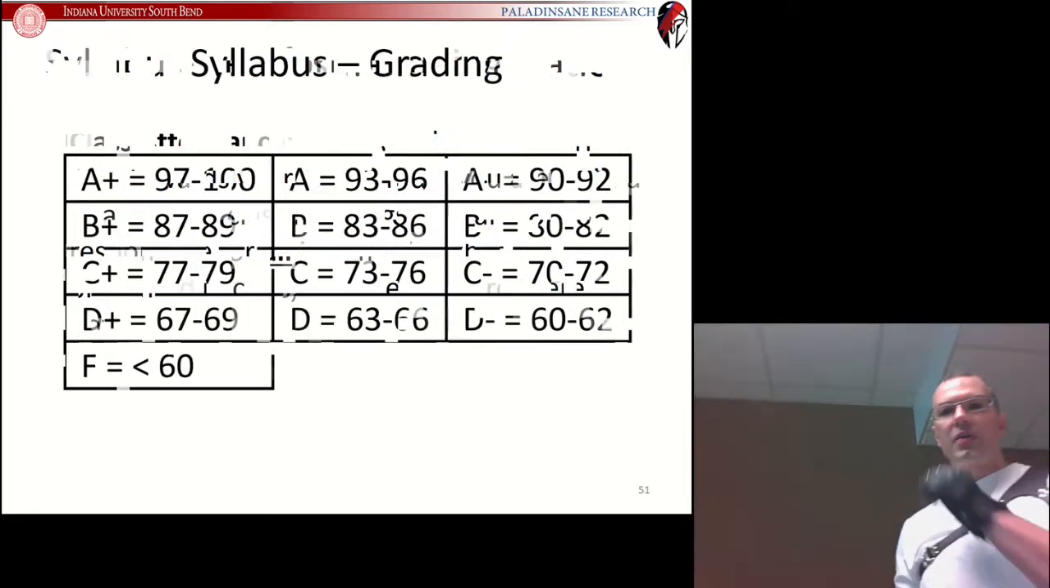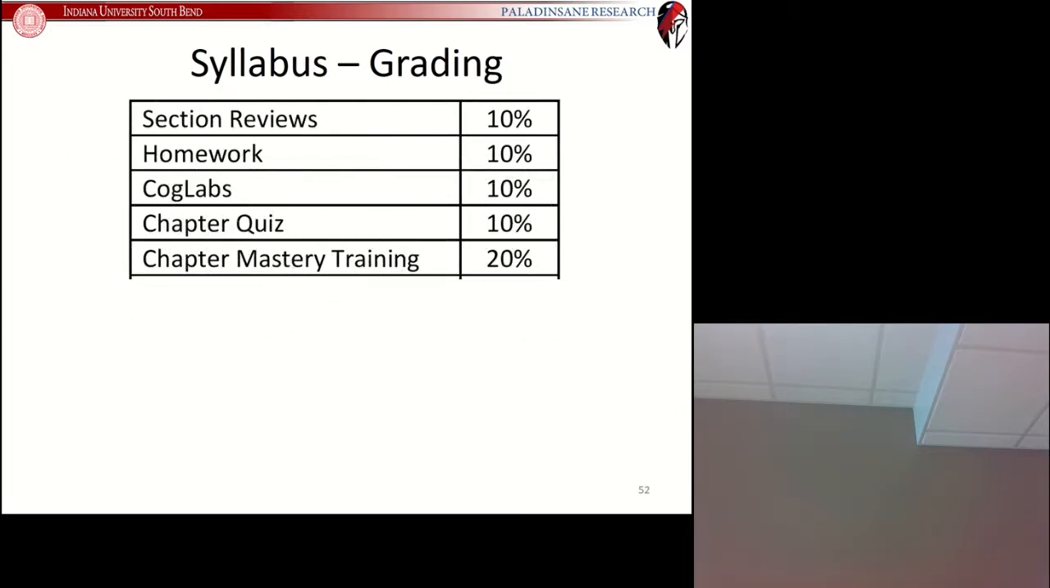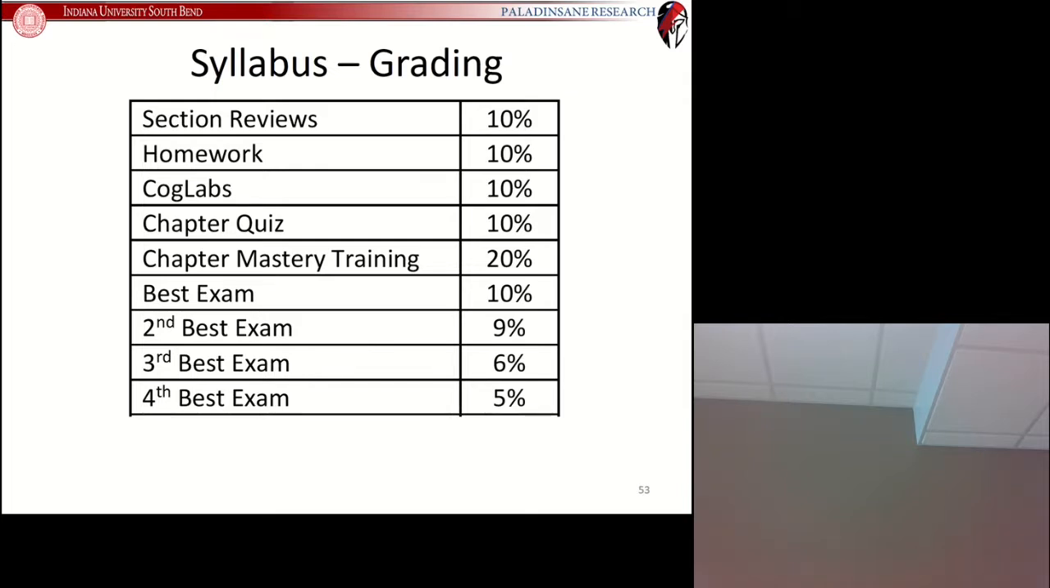All right, syllabus grading, kind of standard. Grading breakdown. There's a lot of stuff that is going to go into this course. So there's your grading breakdown for section reviews, homework, Cog Labs, chapter quiz, and chapter mastery training. It's pretty standard. The one thing, though, that's different in my courses is my breakdown for how much your exam is worth.